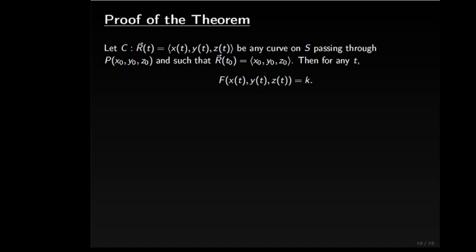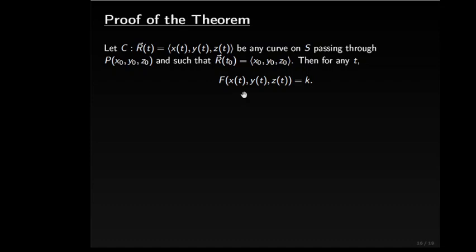The previous result about the gradient is very easy to prove, so let's see the proof. Given the surface S, whose equation is f(x,y,z) = k, and a point P on S. Now let's consider a curve C passing through P and which lies on S. Then for any t, the value of f on this curve must be equal to k, since the curve C is on the surface S.